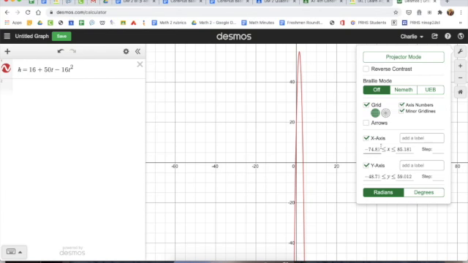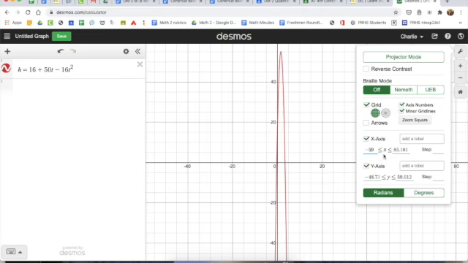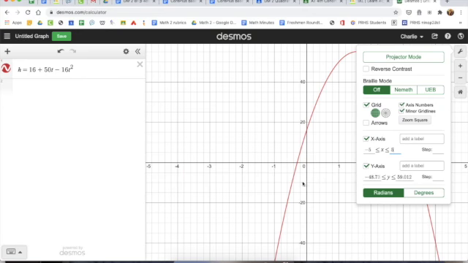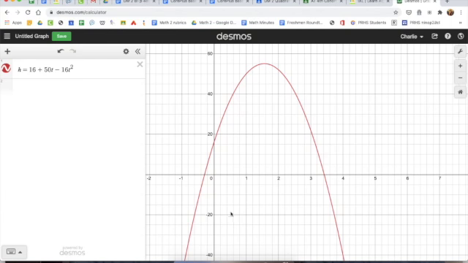I happen to know that the Daredevil is probably not in the air for more than 5 seconds. So I'm going to make my x-axis go from -5 to +5. And I think we can probably get a better look at this. There we go. This is a graph that is a representation of what's going on. You can see that when time is 0, the height is 16. We knew that at about 1.56 seconds, the Daredevil is at 55 feet.